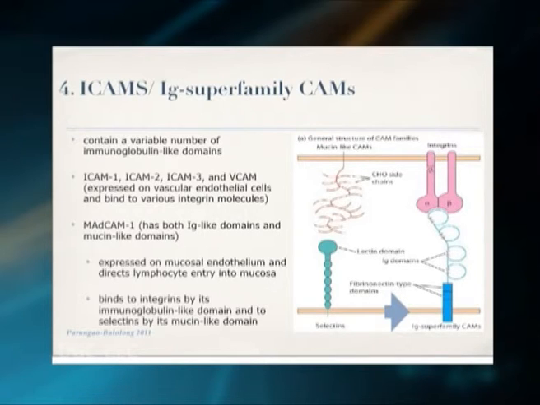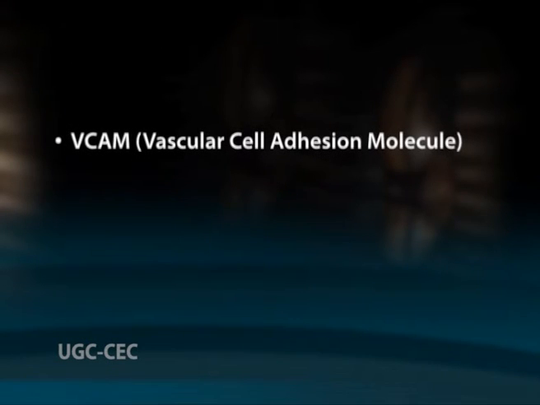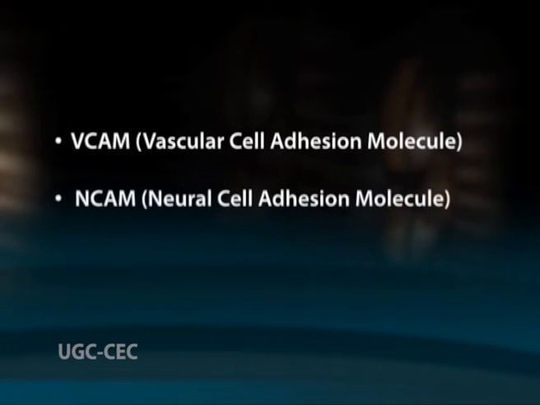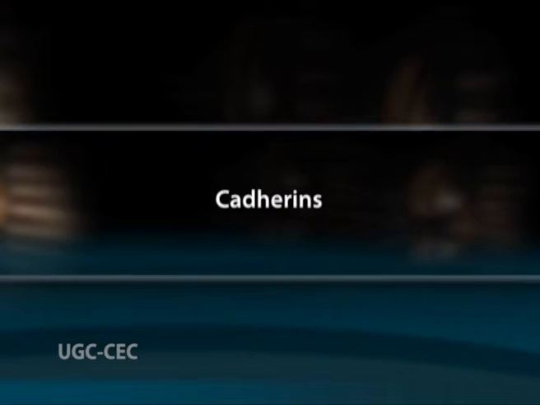Most of the Immunoglobulin Superfamily cell adhesion molecules mediate the specific interactions of lymphocytes with cells required for an immune response. However, some IGSF members such as VCAM, or vascular cell adhesion molecule, NCAM, or neural cell adhesion molecule, and L1 play important roles in nerve outgrowth, synapse formation and other events during the development of the nervous system.